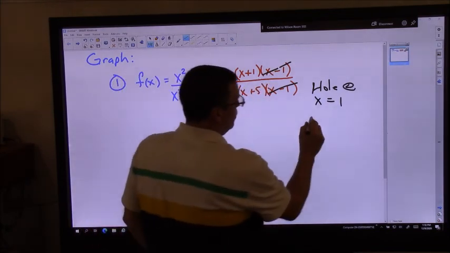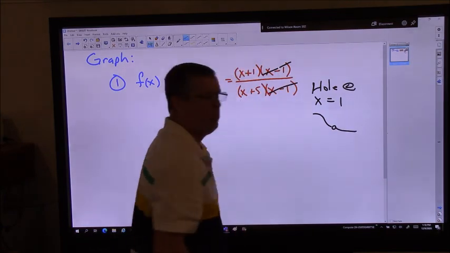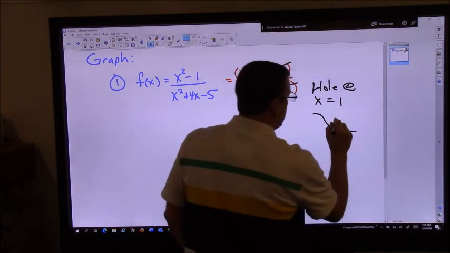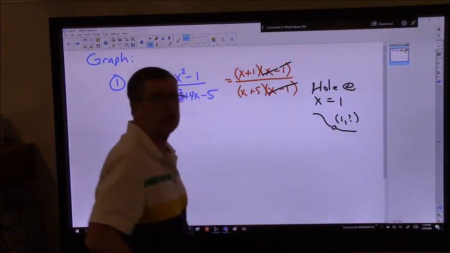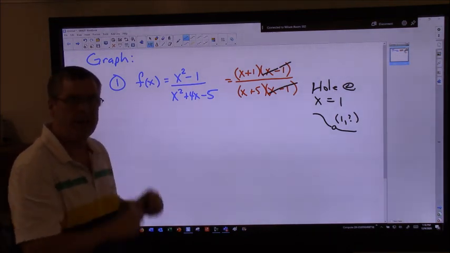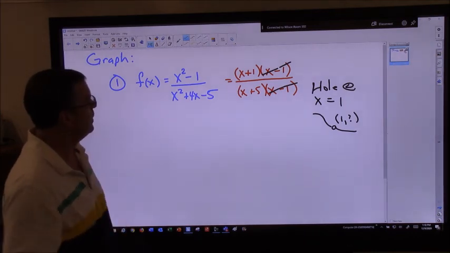But what we do is let's say our equation does something like this. We put an open circle there. That represents the hole in the graph. And it's going to be at 1 comma something. We're not sure what yet. Okay? But we just want to keep track of that so that when I actually draw the picture of the graph, I make sure I get that in there.